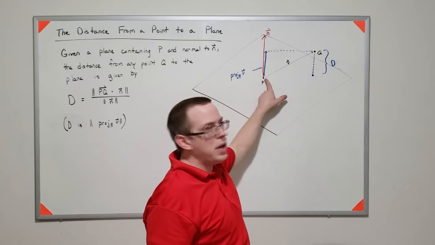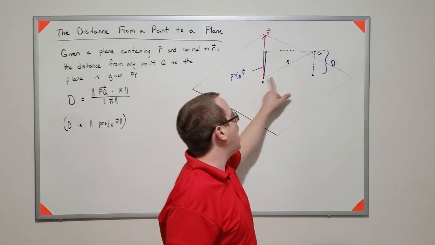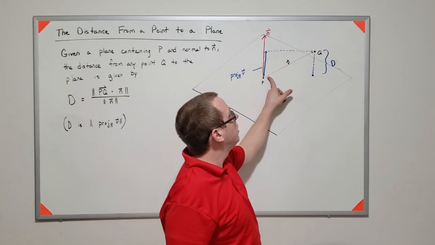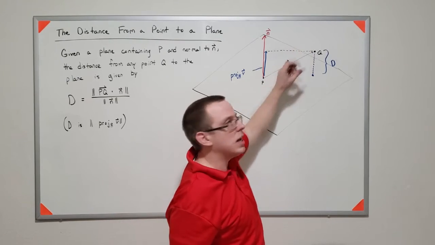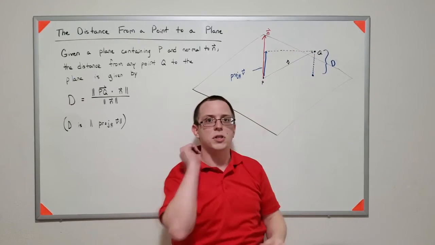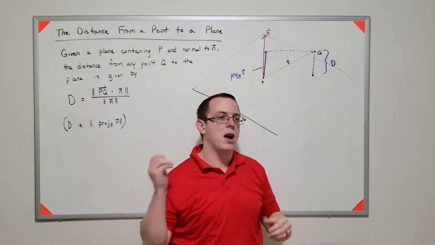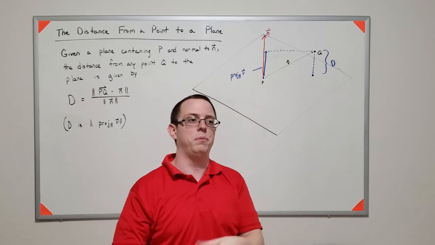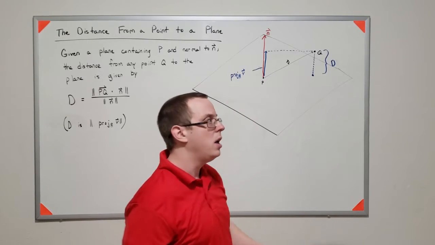But the problem is, if I pick some point P in the plane, I can't guarantee that P is the point that minimizes that distance. I'd have to just keep guessing. Is that right? Is that right? You'd be there till the end of time.